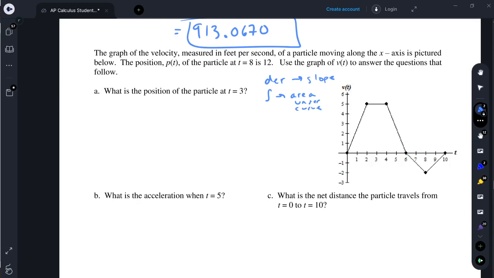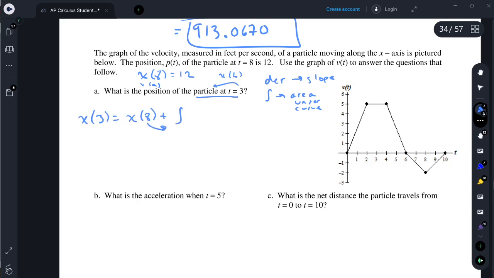So we know that the position of the particle at time 8 is 12, right? That means x of 8 is equal to 12. We want to use the graph to answer this question. So we want to know what is the position at time 3. That's going to be our x of b, right? This was our x of a, was the 12. So we want to basically set up our same equation we've been doing. X at 3 is equal to x at 8 plus the integral. That's our a. So from 8 to 3 of v of t dt.